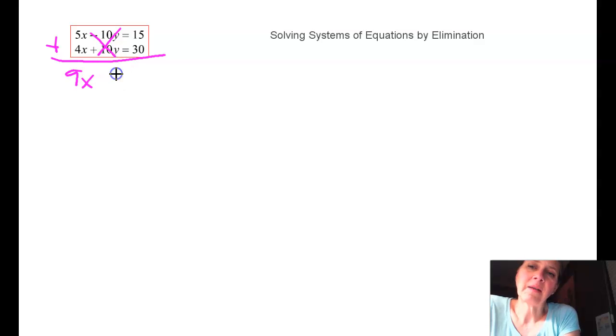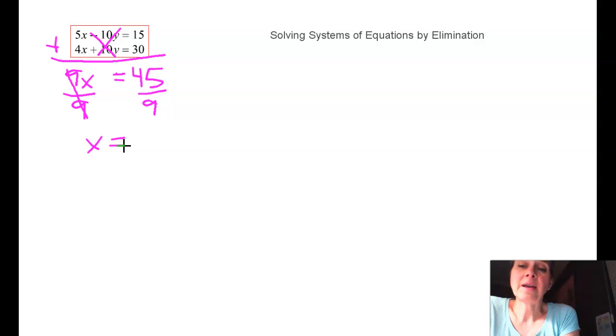And then I just bring down my equal sign, and I bring down my 15 plus 30, so that's going to be 45. And for both of these, now I just solve. So 9x equals 45. I want to undo 9 times x, so I divide by 9. These cancel out. So I know that x equals 45 divided by 9, which is 5. So I've solved for x.